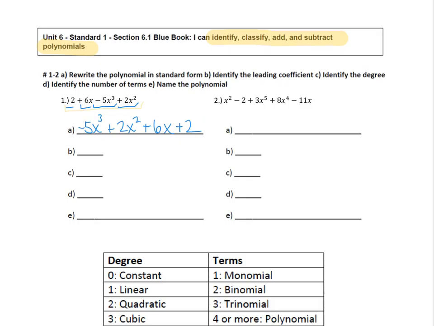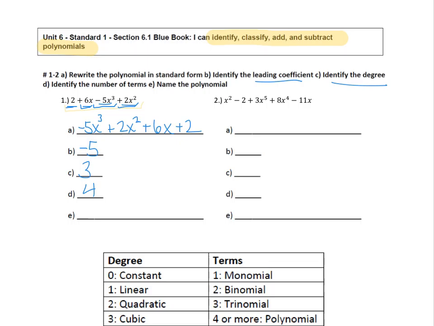Now we want to identify the leading coefficient. Leading coefficient is just the number in front of the first variable, so it's going to be that negative 5, because it's the largest degree, and you don't put negative 5x to the third. Next it's asking for the degree of the polynomial. Well, that is 3. It's a third degree. It is the largest exponent. How many terms? We have 1, 2, 3, 4 terms, so it'll be 4 terms.